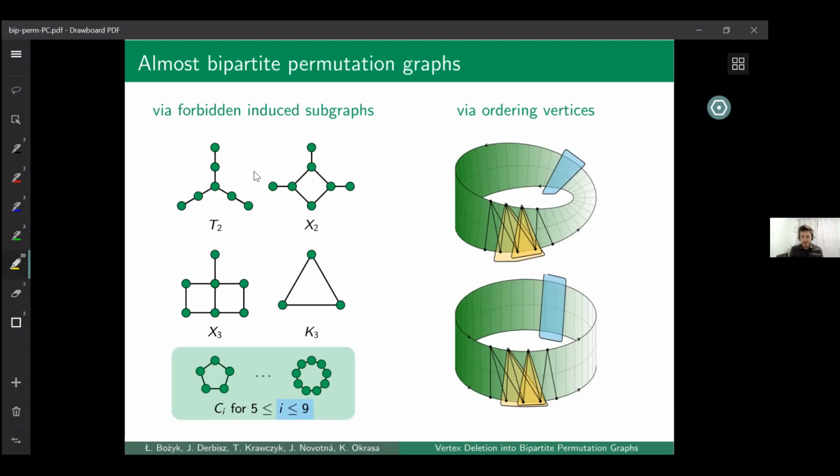So what we prove is that the remaining forbidden structures, these long holes of length 10 and more, actually all of them go along this structure, this strip defined somehow, and we can cut it when we remove a small number of local vertices, and we are left with a bipartite permutation graph.